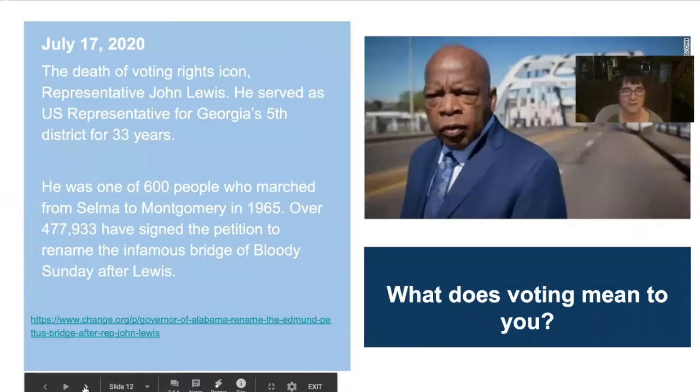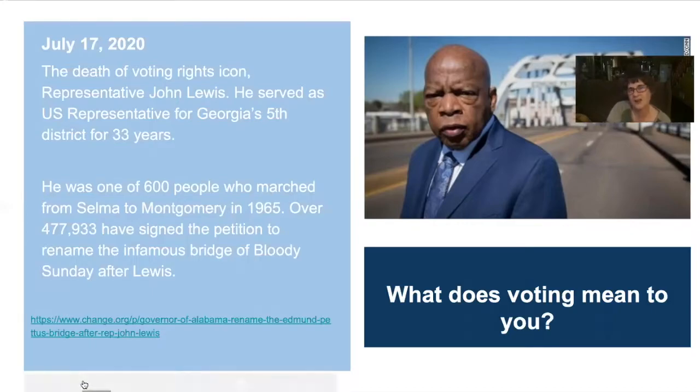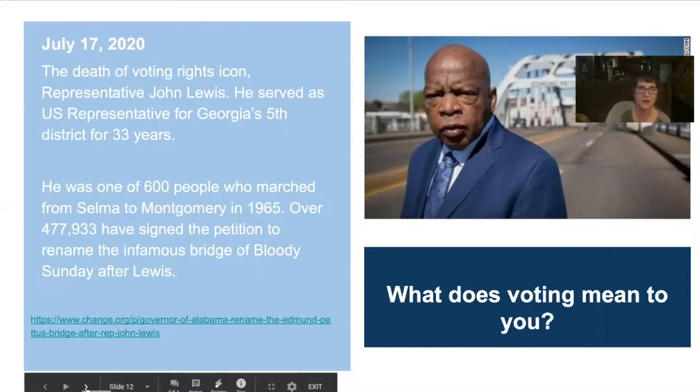And then we have another significant event that just happened recently in voting rights history. On July 17th, Representative John Lewis died, and he had served the state of Georgia as their representative for the 5th District for 33 years. He was one of 600 people who marched that day from Selma to Montgomery in 1965, and over 477,933 signed the petition to rename the infamous bridge that they marched across after Lewis. So I did include a link to the petition if you're interested in signing that as well.